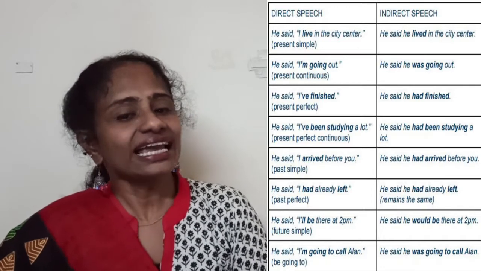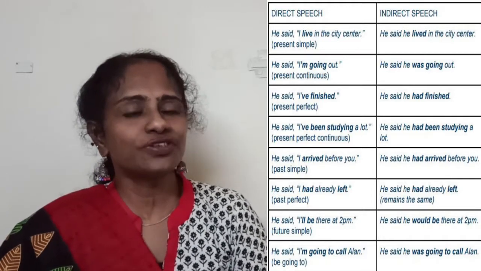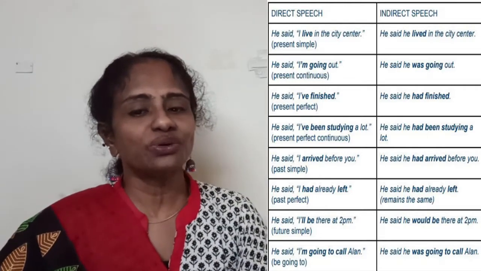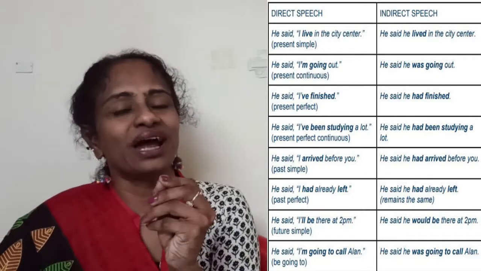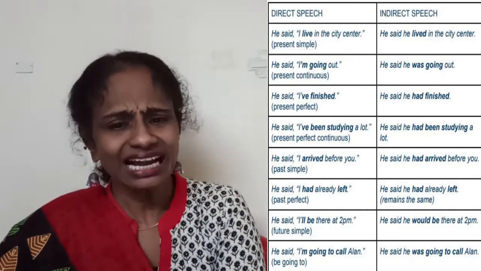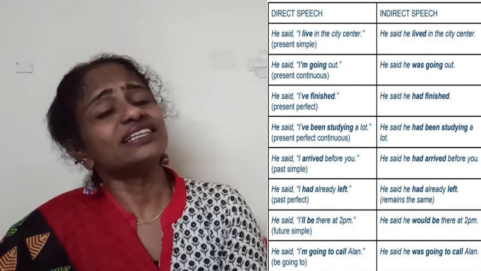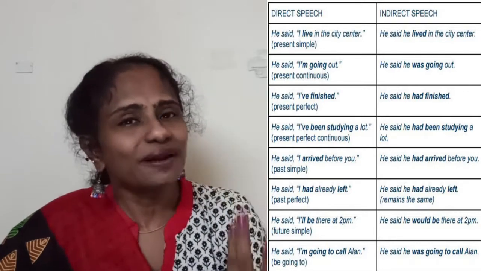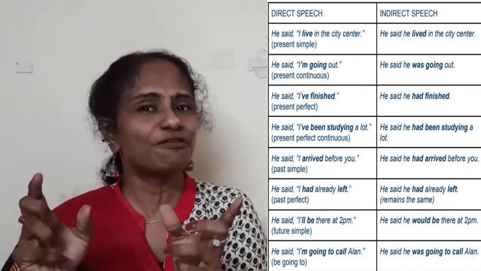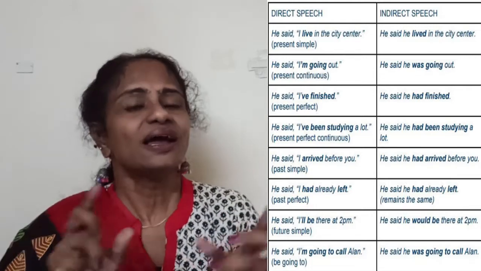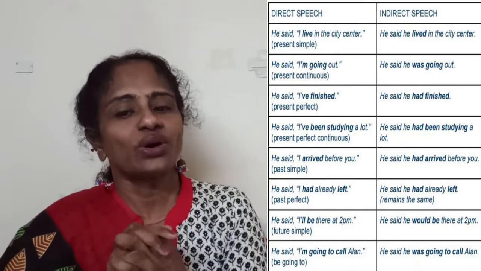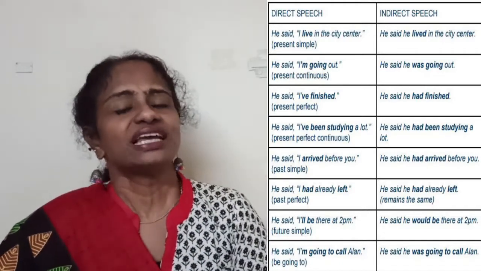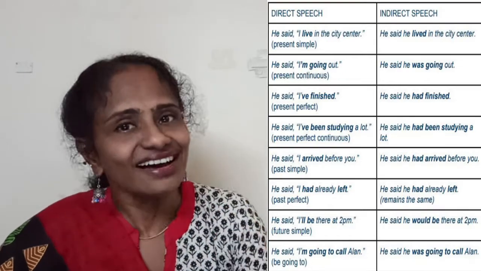Next, he said, "I have finished." Have finished is what tense? Present perfect tense. So when you write it in the indirect speech, how do you write? He said he had finished. You write it in the past perfect. Next, he said, "I have been studying a lot." I have been studying is what tense? It is present perfect continuous. Please see the form. Has been studying is what? Present perfect continuous. So present perfect continuous becomes what? Past perfect continuous. He said he had been studying a lot.